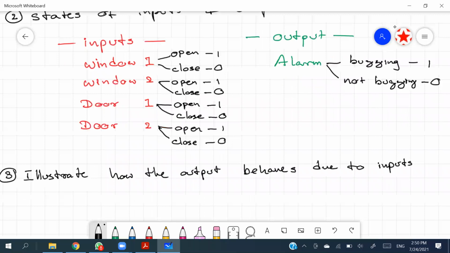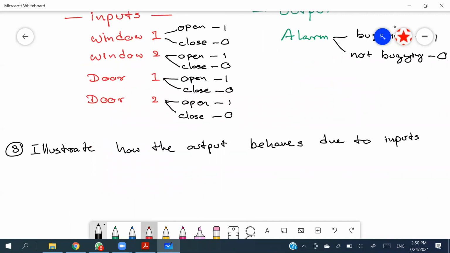So the general scenario is, what's the general scenario?